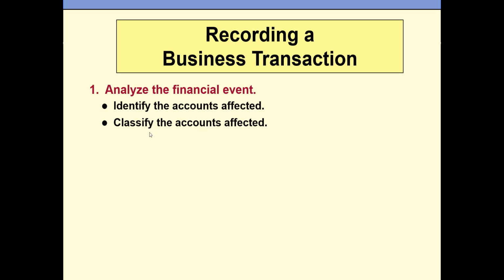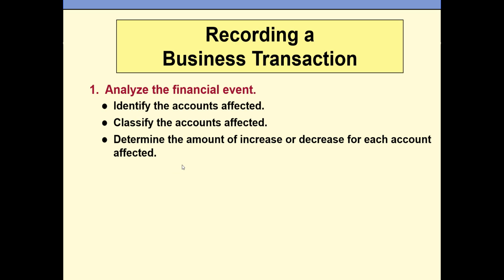We have classified those accounts as assets and determine the amount of increase or decrease for each of those. In this case, our cash is going down because we are paying cash. We're writing a check, so it is going down. Whereas our computer equipment is going up, so it's an increase. That gets us ready to apply the rules of debit and credit.